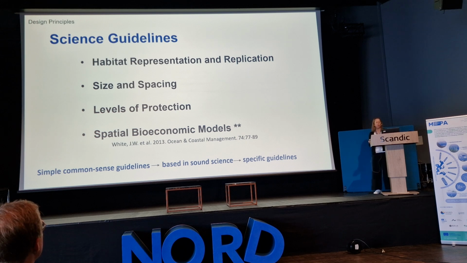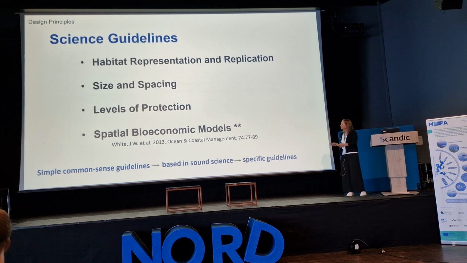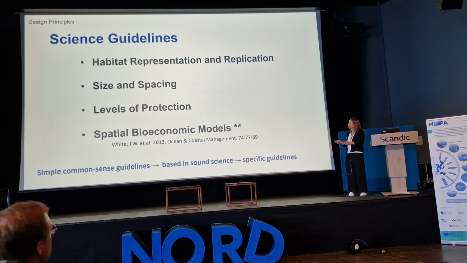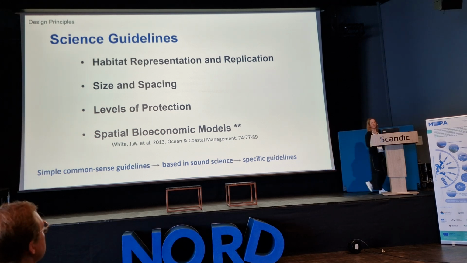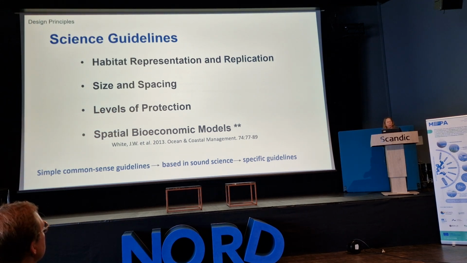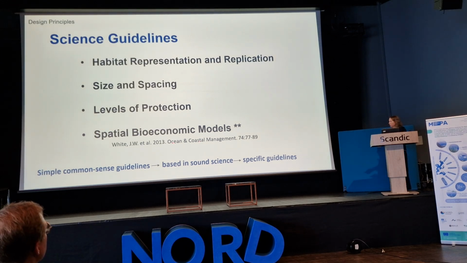I want to get into the second part a little bit. The science guidelines. I'll go through this relatively quickly. It's maybe a little bit in the weeds, but basically we developed these really common sense, simple rules of thumb for the stakeholders to follow. And what I'll talk about today is just key aspects of designing a network: habitat representation and replication, size and spacing guidelines, and a little bit about level of protection. I don't have time today to talk about the spatial bioeconomic models, but all of the proposals were also evaluated using these spatial bioeconomic models. And here's one reference where one of those models is described.